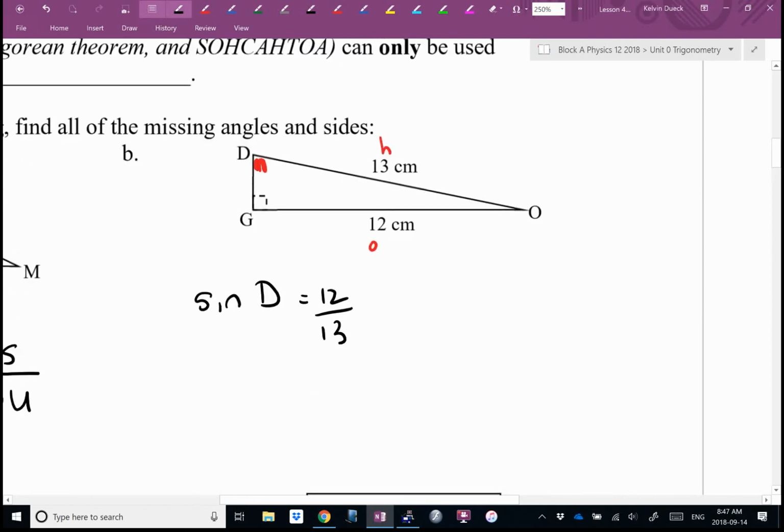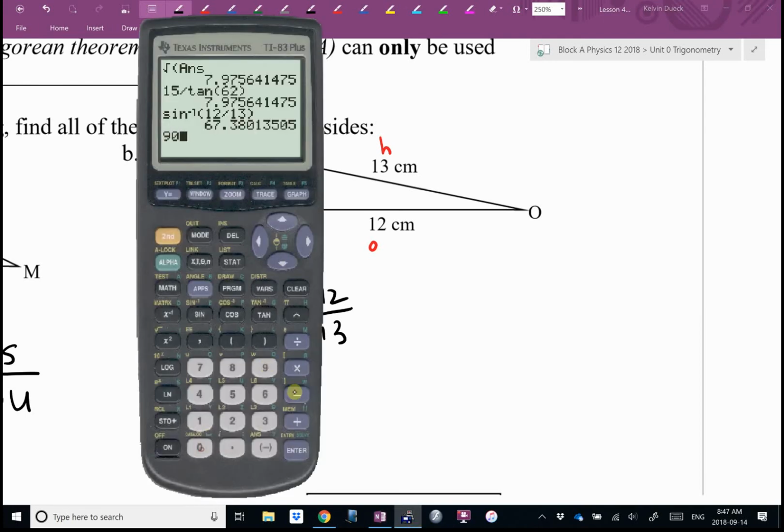Katie, how would I find angle O? Yeah, I'd go 90 minus what I just got. Now, that's the quick way to do it. If I go 90 minus answer button, and I always try and use my answer button route because I know I wrote 67.4, that's a rounded off value. I get that.